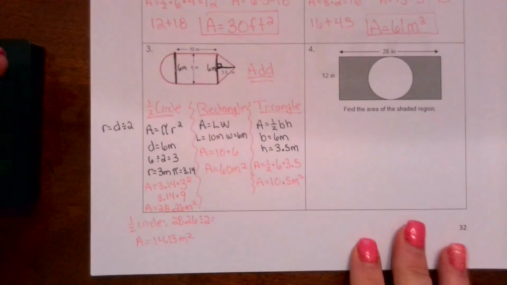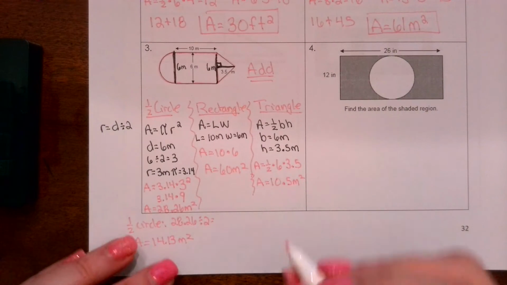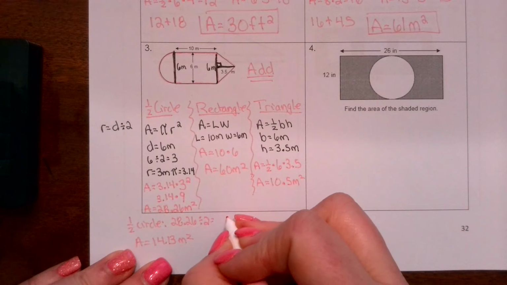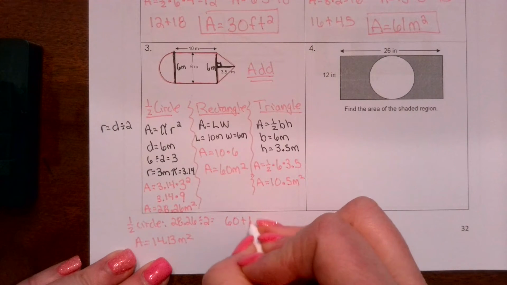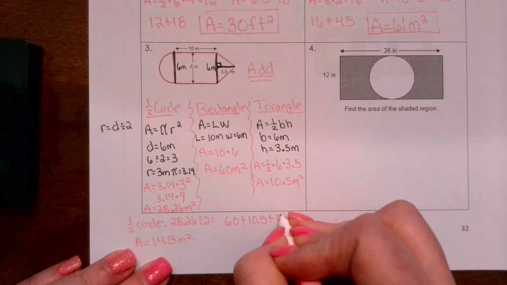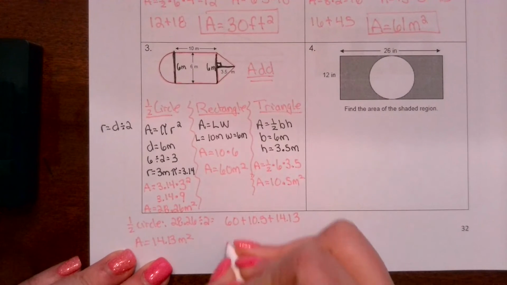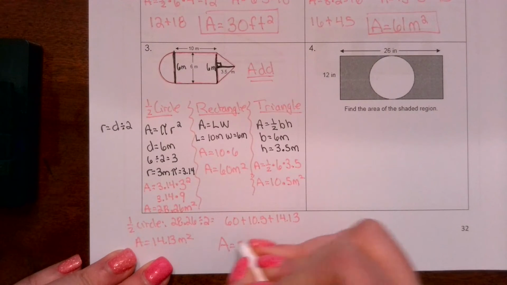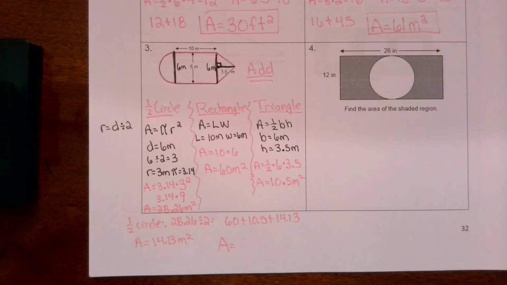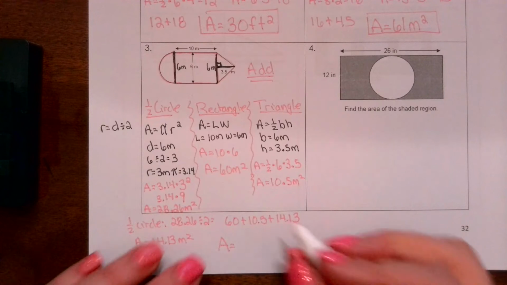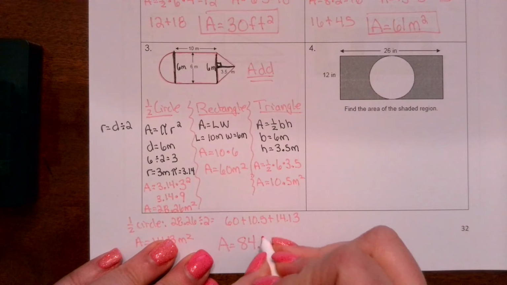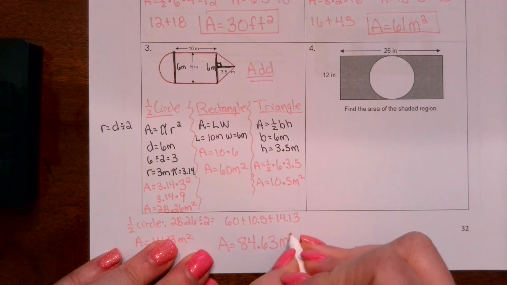Phew! So now I've got 1, 2, 3 different areas. So I'm going to add 60 plus 10.5 plus 14.13. And I will get my final area of 84.63 meters squared.